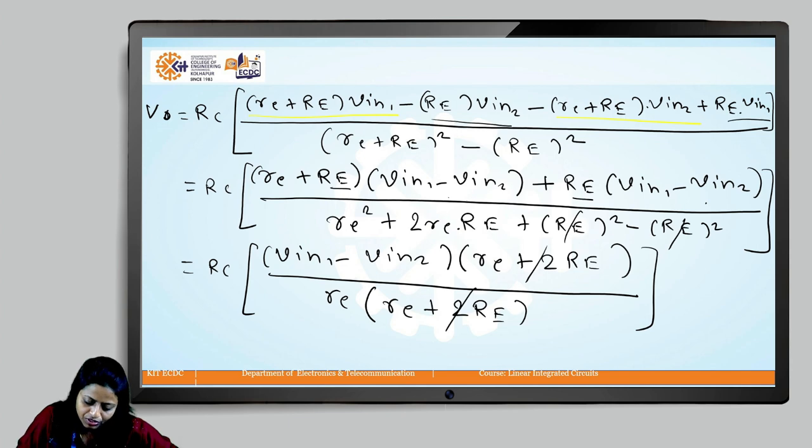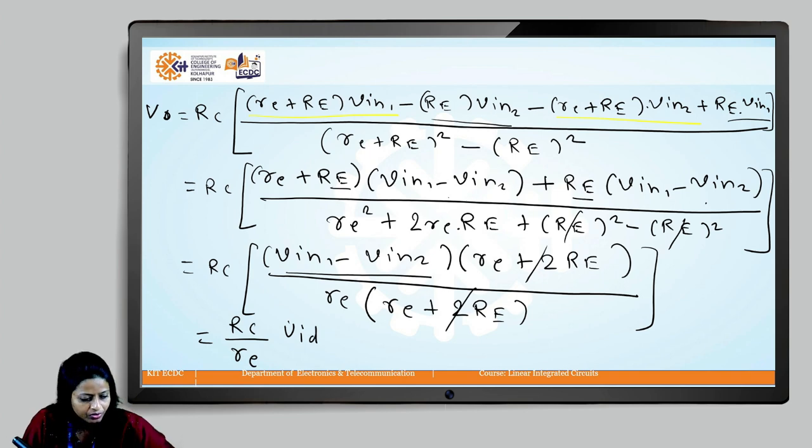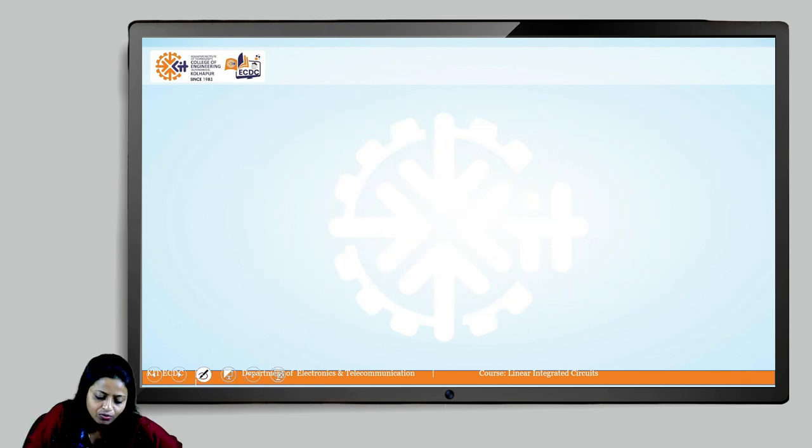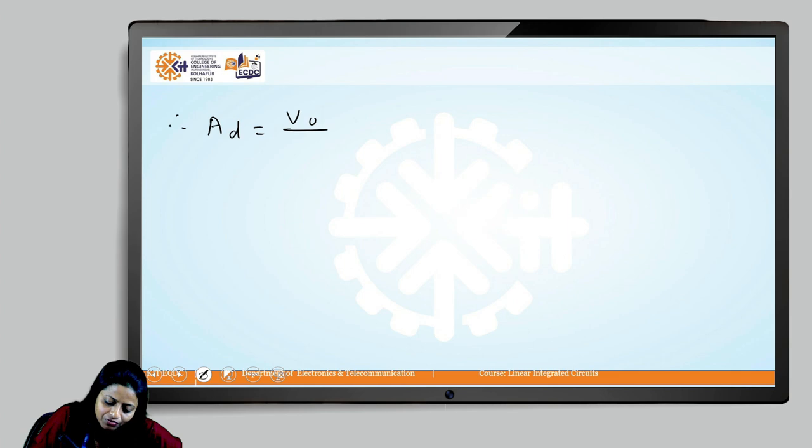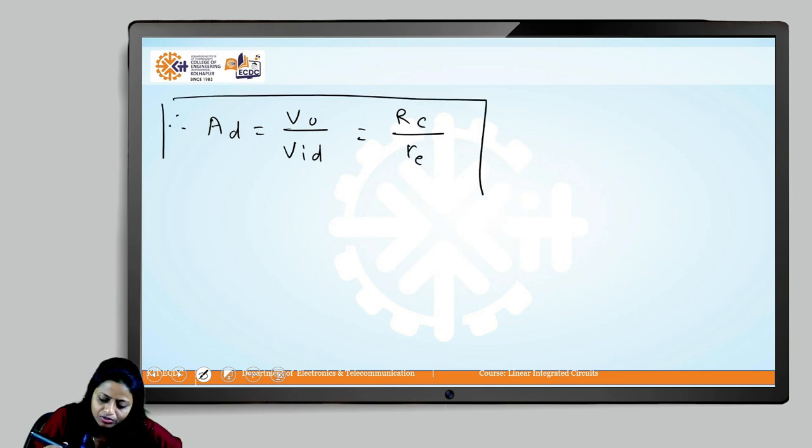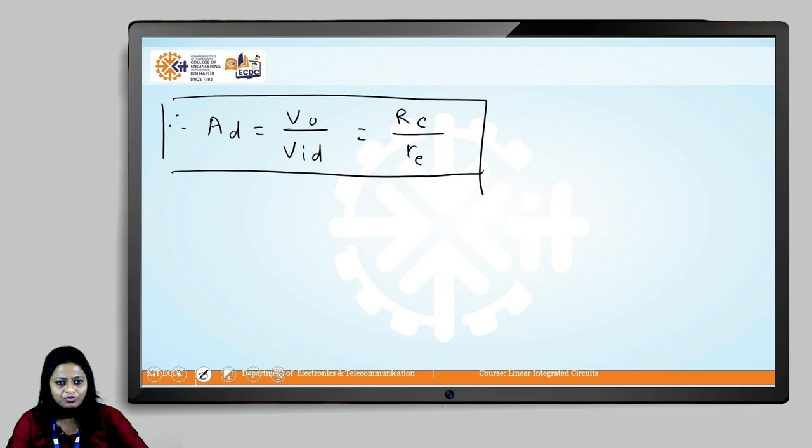So this V in 1 minus V in 2, let us call it VID, that is the difference input voltage VID. Therefore, the voltage gain AD, which is nothing but the ratio of output voltage to the difference input voltage, is RC by RE. So this is the equation for the voltage gain for this dual input balanced output differential amplifier.